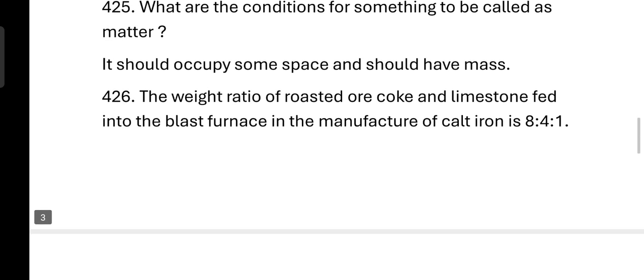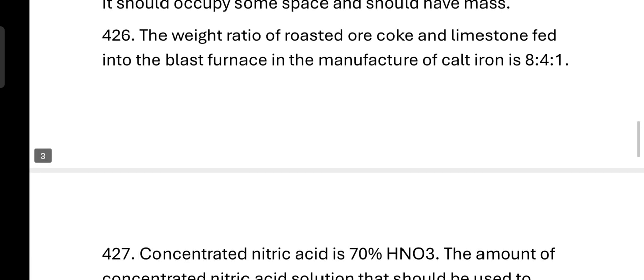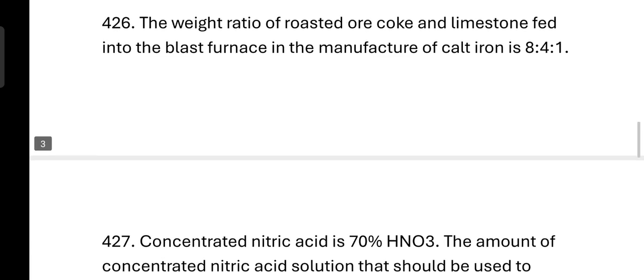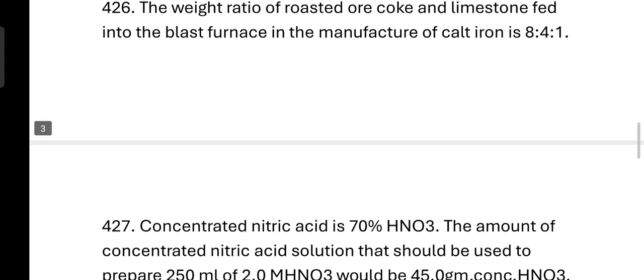The weight ratio of roasted ore, coke and limestone fed into the blast furnace in the manufacture of cast iron is 8:4:1.